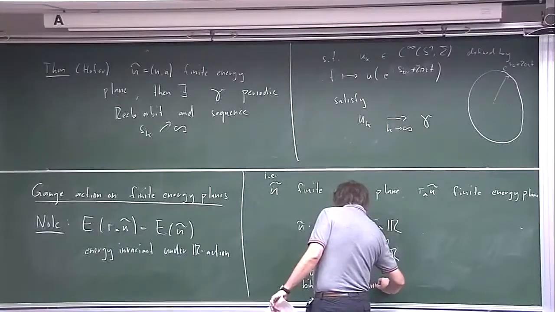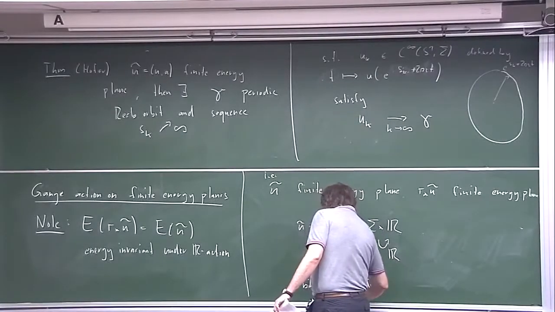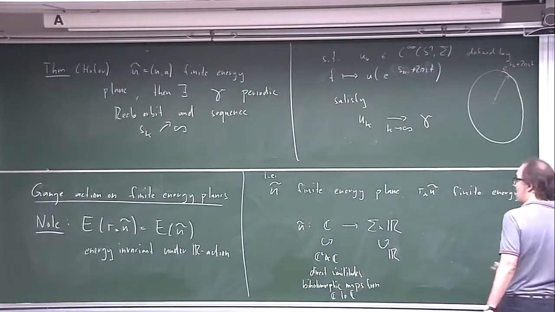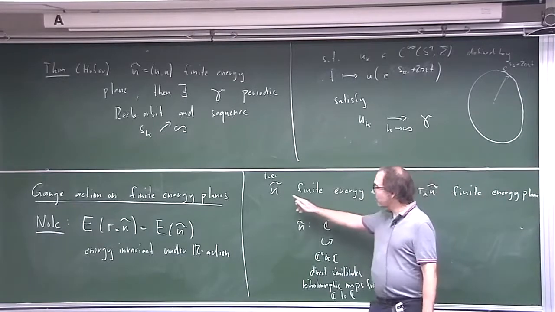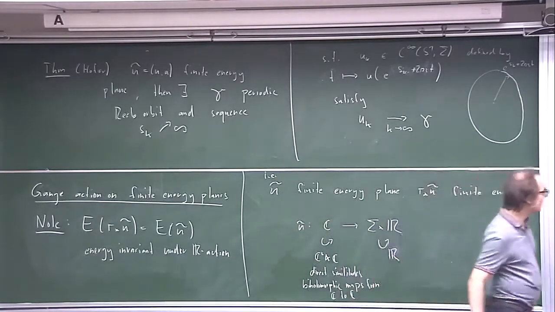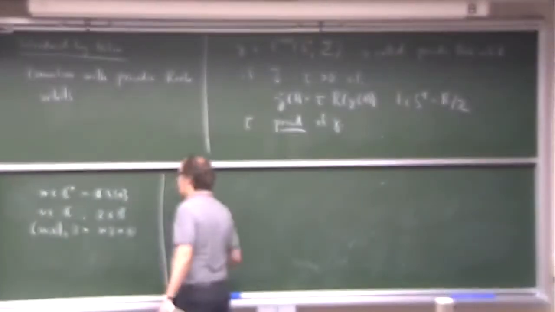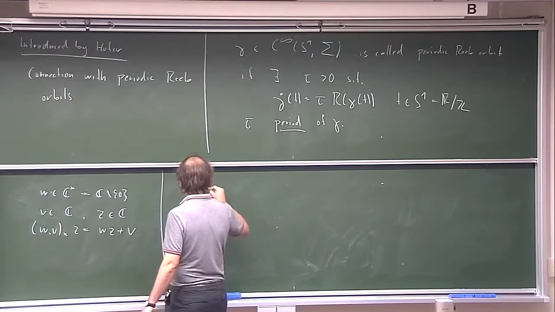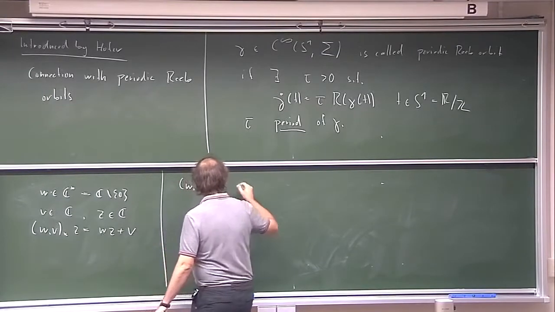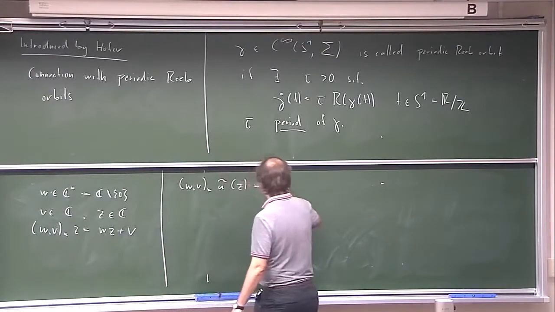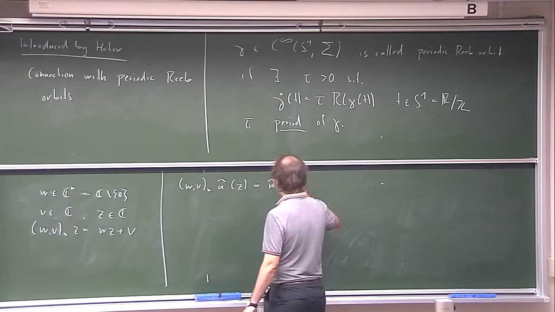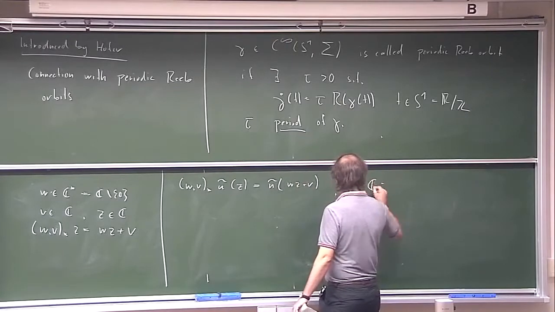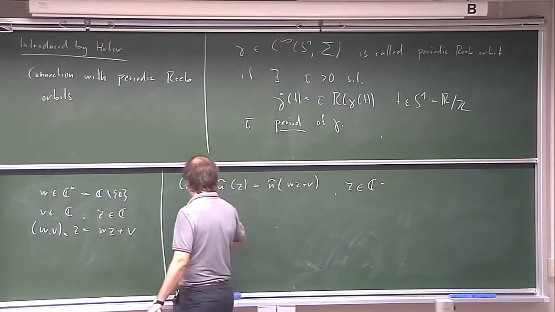From C to C. And then, so they act on these finite energy planes by reparametrization. So then we have, if V star U tilde, we define this just as U tilde of Vz plus V, z in C. So this is just reparametrization.